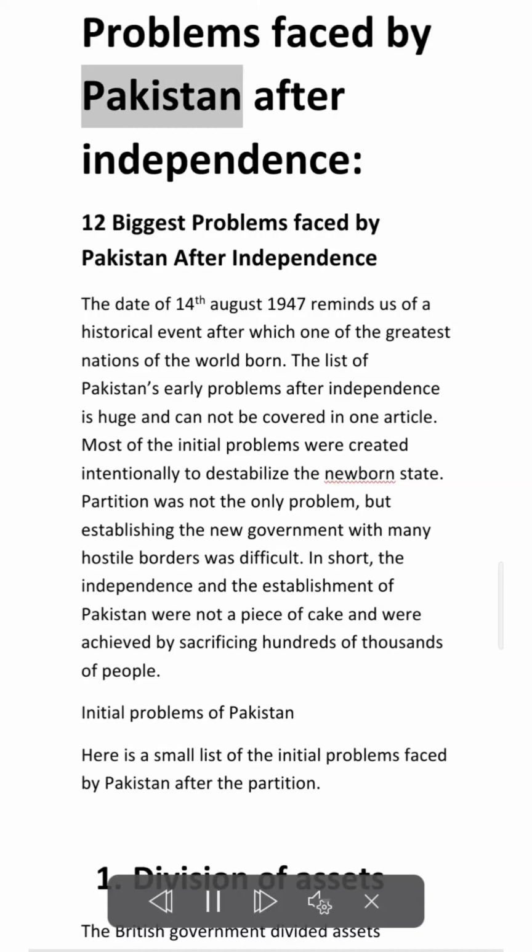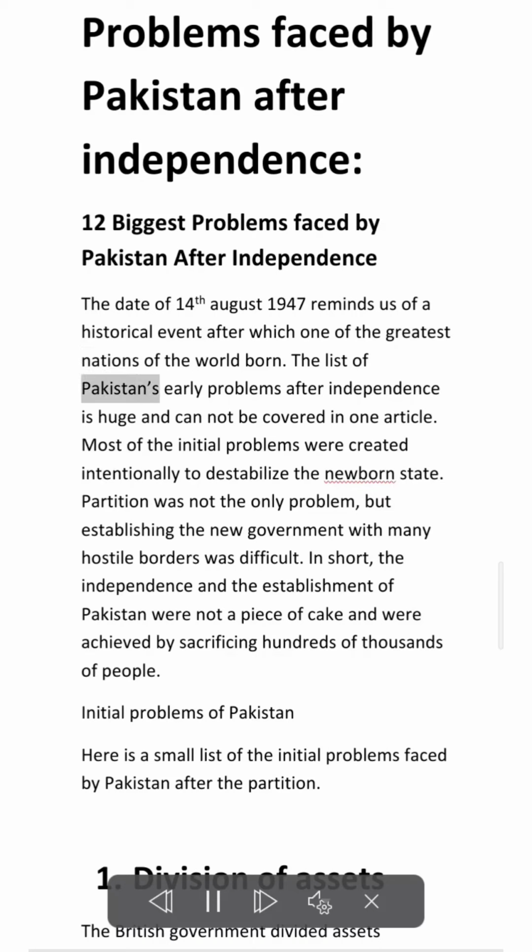Problems faced by Pakistan after independence. 12 biggest problems faced by Pakistan after independence. The date of the 14th of August 1947 reminds us of a historical event after which one of the greatest nations of the world was born.